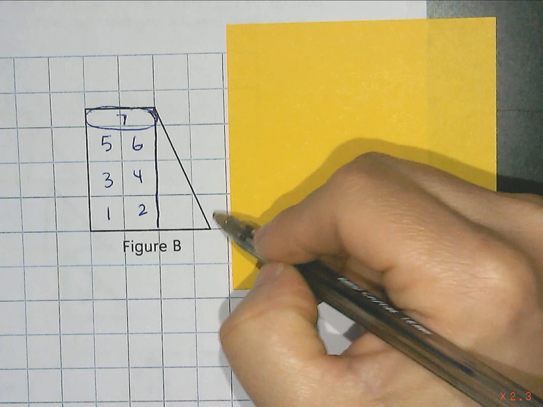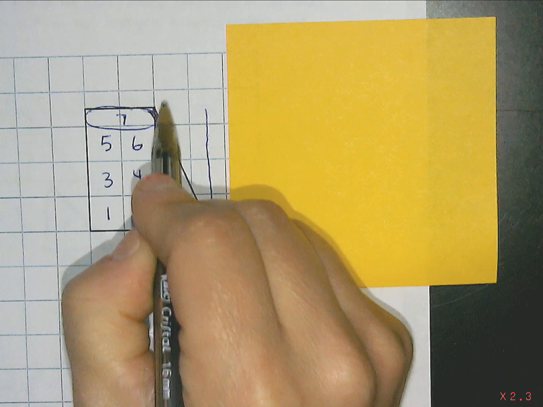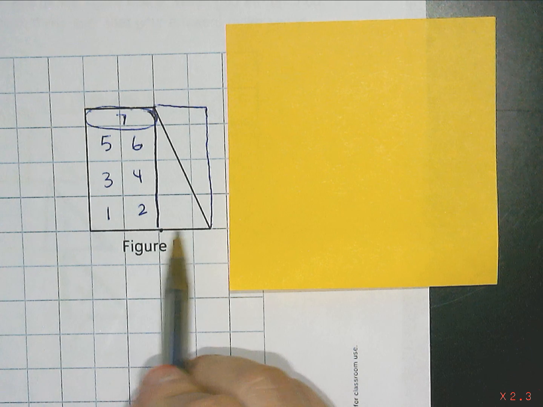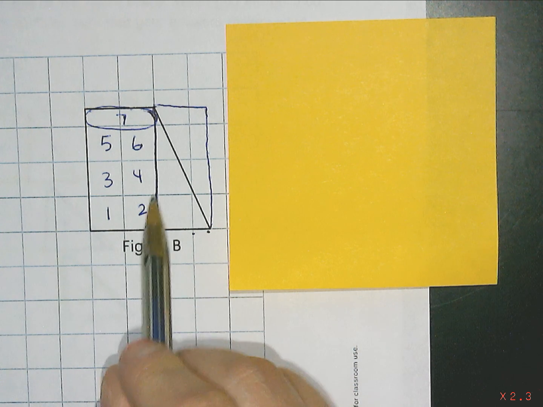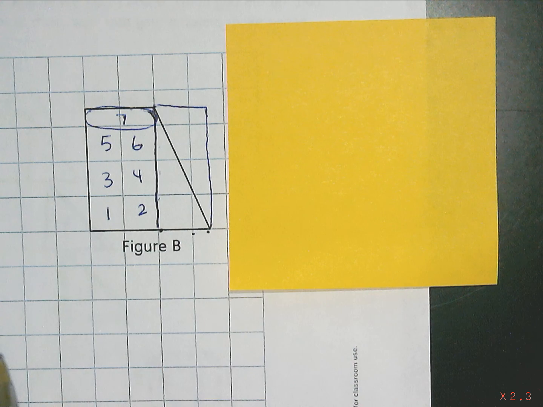So what I'm going to do is make it into a rectangle. Now this one's a little bit tricky, I can tell, because the base is 1.5 and the height is 1, 2, 3.5. So I'm going to start by counting my boxes.